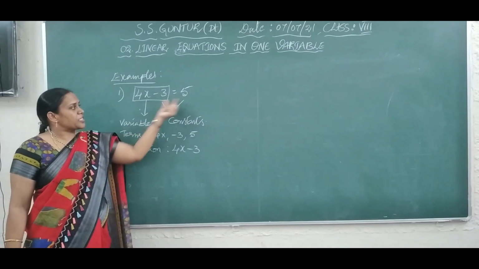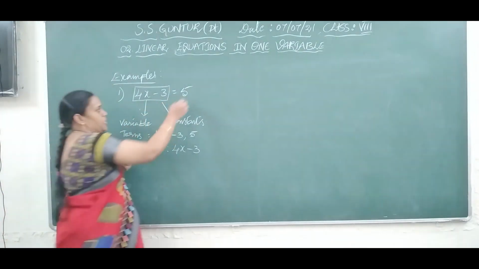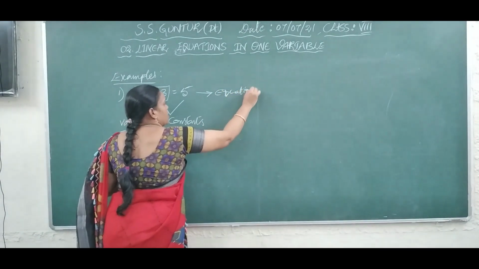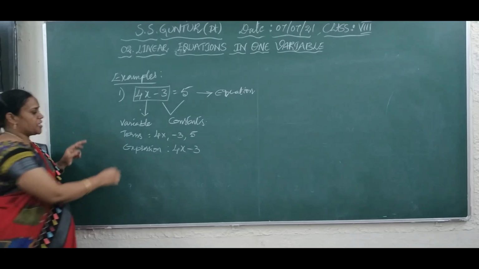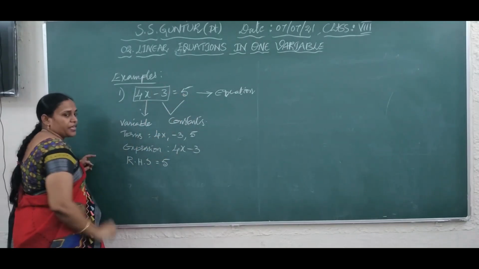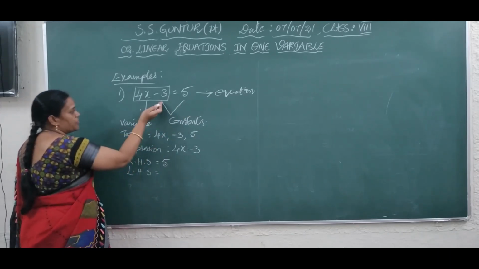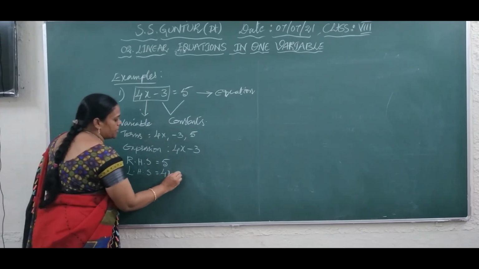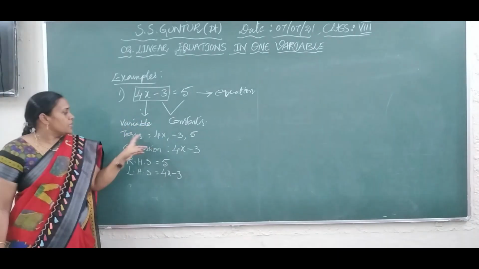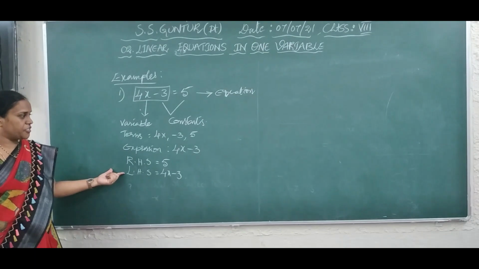Now in these two expressions we have an equal symbol, so it is called an equation. In this, what is RHS? 5. 5 is RHS, that is right hand side. Next, LHS, left hand side. What is left hand side? 4x minus 3. So these are constants, variables, terms, expression, equation, and LHS and RHS.